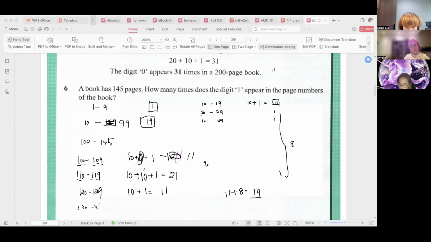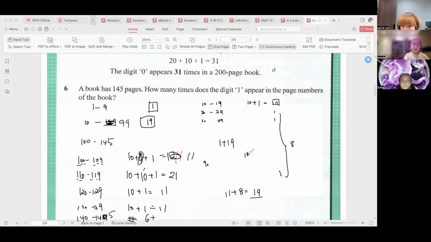And 130 to 139 is how many? 11 as well. And 140 to 145, how many of them are there? 11 as well. So right now it's... No, wait, isn't it 6? Something like that? 140 to 145? Oh, 5. Sorry. Yeah, there's no 11. Amelia, how many of them are there? Because we're not 149, we're 145. So how many of them are there? 6.